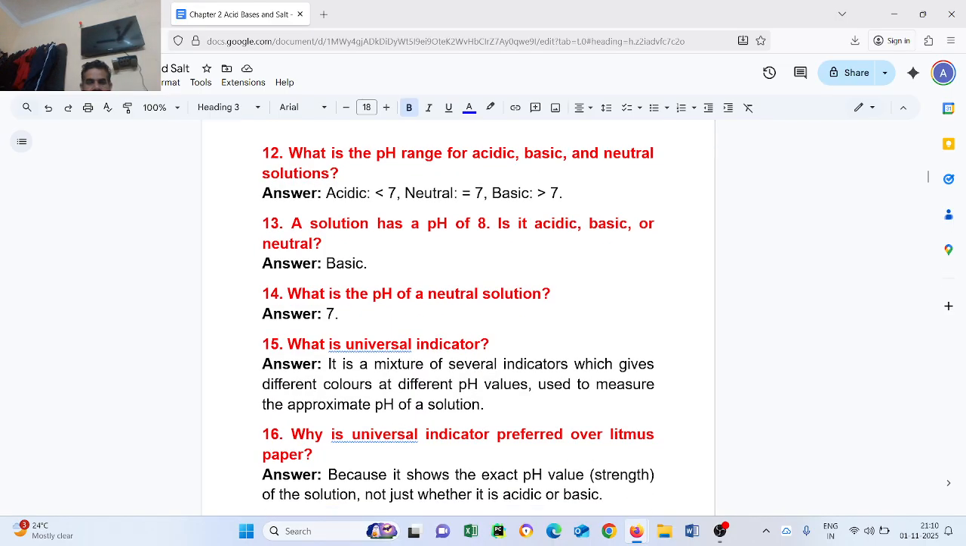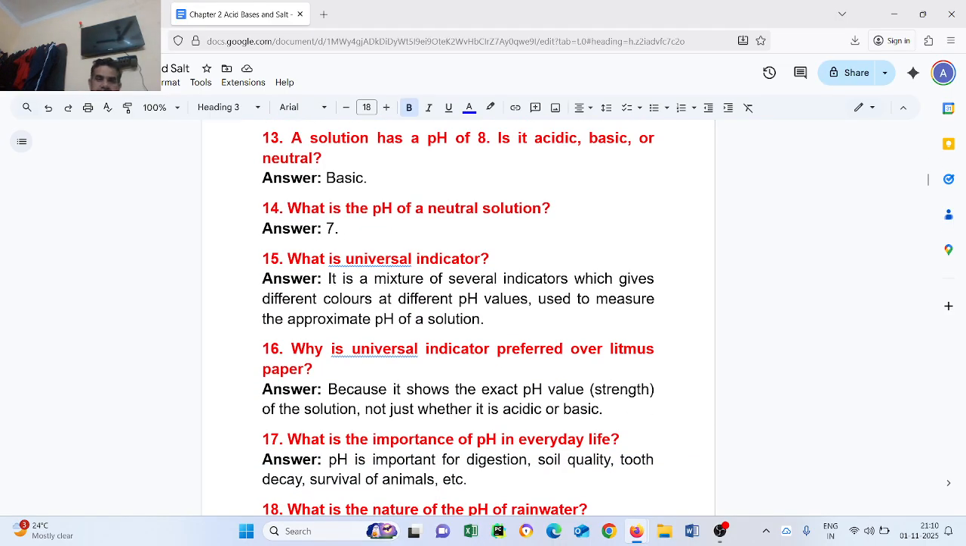Question number 16. Why is universal indicator preferred over litmus paper? Because it shows the exact pH value, the strength of a solution, not just whether it is acidic or basic.